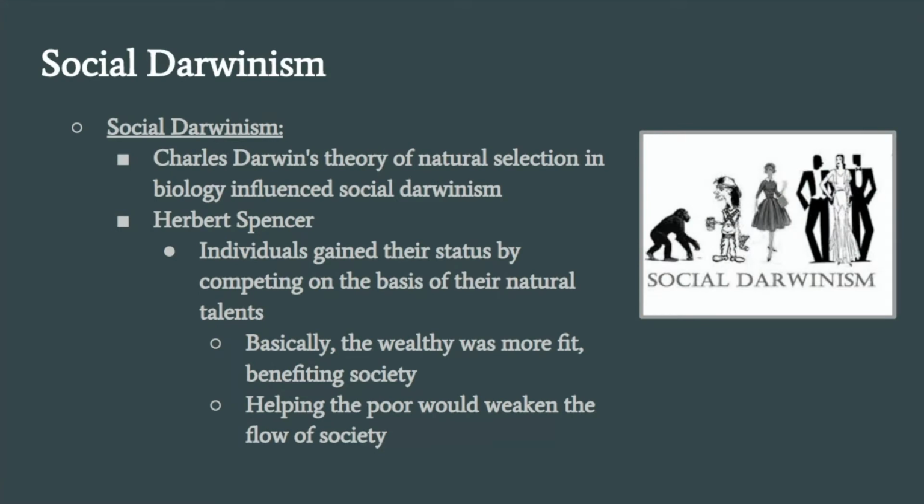Social Darwinism. Social Darwinism was influenced by Charles Darwin's theory of natural selection in biology, and it was championed by Herbert Spencer. Individuals gained their status by competing on the basis of their natural talents. Essentially, the wealthy were more fit, benefiting society, and helping the poor would weaken the flow of society.